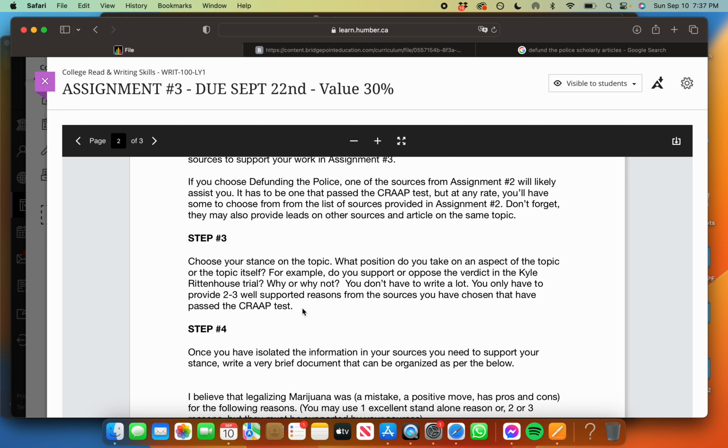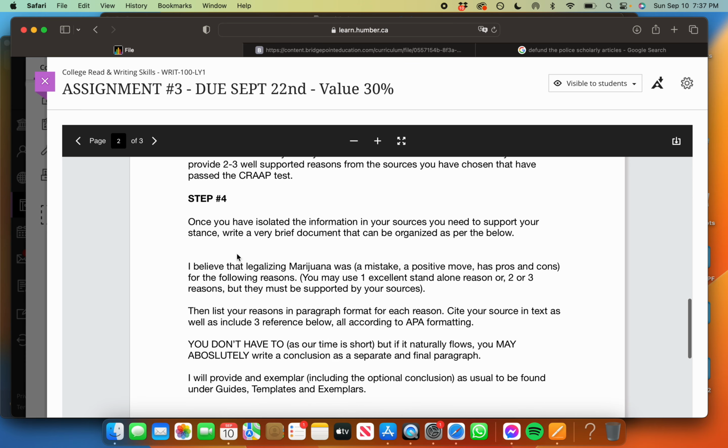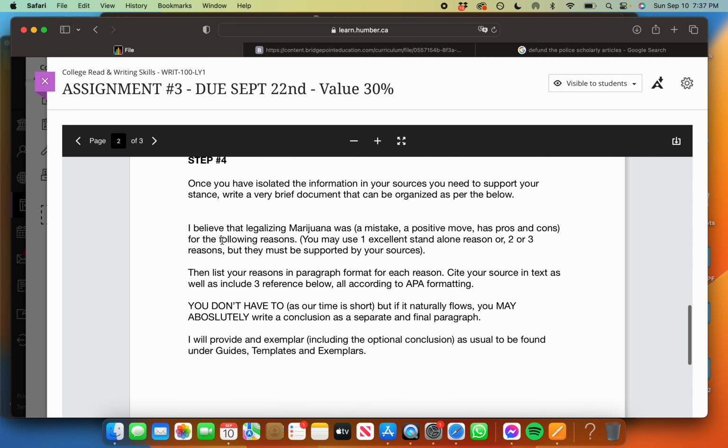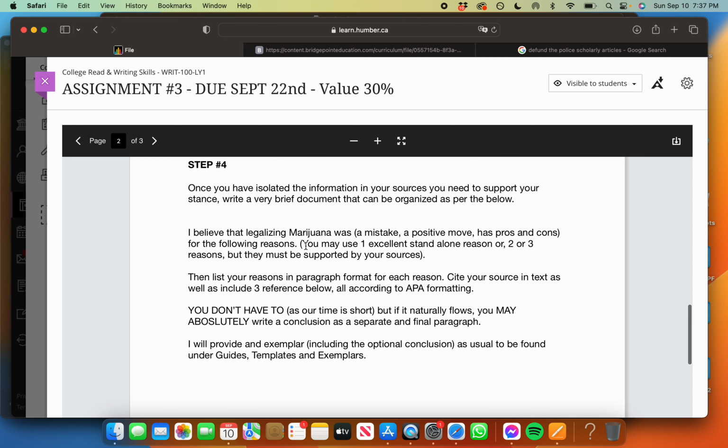You don't have to write a lot. You only have to provide 2 to 3 well-supported reasons from the sources you have chosen that have passed the CRAP test. Once you have isolated the information in your sources, you need to support your stance. Write a very brief document that can be organized as per the below. So this is a very loose organization, but gives you an idea of the logic. I believe that legalizing marijuana was, you could say, a mistake, a positive move, has pros and cons for the following reasons. So you could be aligned, opposed, or neutral, conflicted. You may use one excellent standalone reason or 2 or 3 reasons, but they must be supported by your sources.